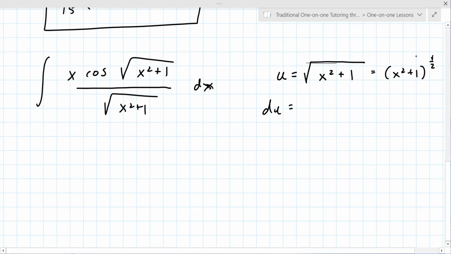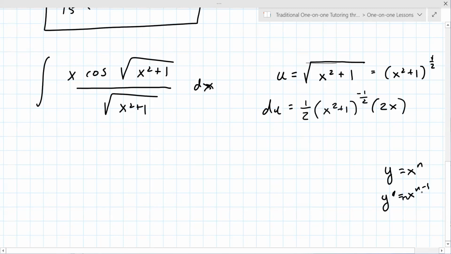Okay, so you got to be able to take a derivative of this. Do you want to give that a try? It's power rule. 1/2 comes down. X squared plus 1, keep the inside. Subtract 1, negative 1/2. Times, what's the derivative of the inside? 2x. How is it negative 1/2 still? Because it's power rule. If I have x to the n, the derivative is n x to the n minus 1. You have to subtract 1 from the exponent and then bring the n in front. So 1/2 comes down, x squared plus 1 inside parentheses to the minus 1/2, times 2x dx.